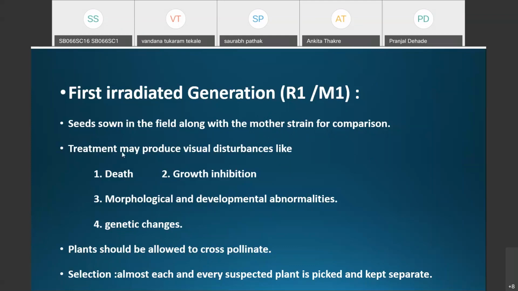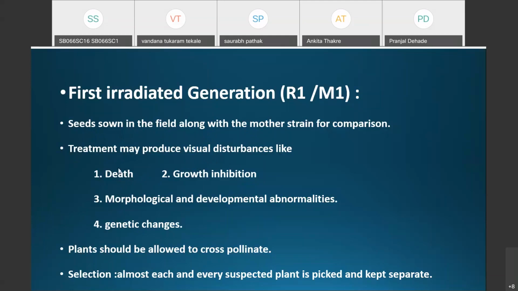The seeds which are treated are thoroughly washed and sown in the field along with the mother strain for the comparison. These mother strains are used as the checks. As the seeds are treated with different types of mutagens, the treatment may produce visual disturbances, like death.